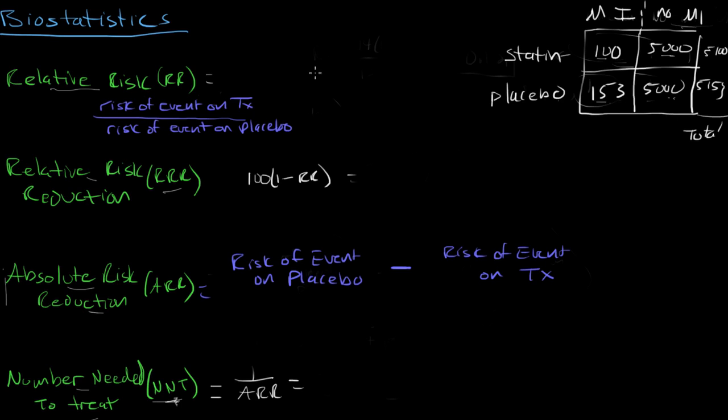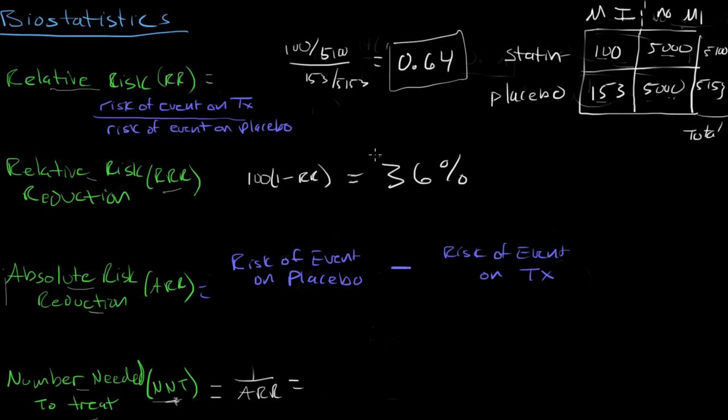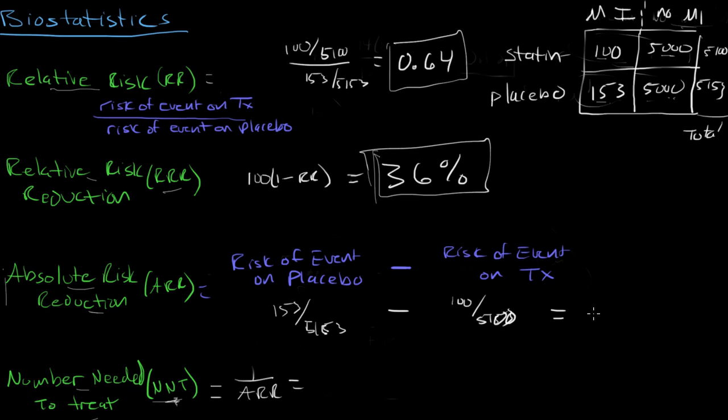So let's calculate our relative risk. I find out my relative risk is 0.64. That would give me a relative risk reduction of 36%. So that sounds pretty good. If you're on a statin, you're 36% less likely to get a heart attack. Now let's calculate our absolute risk reduction. This would be events on placebo minus the events on treatment, and I get an absolute risk reduction of 0.01. Okay, so what is my number needed to treat? 1 divided by 0.01, or 100.